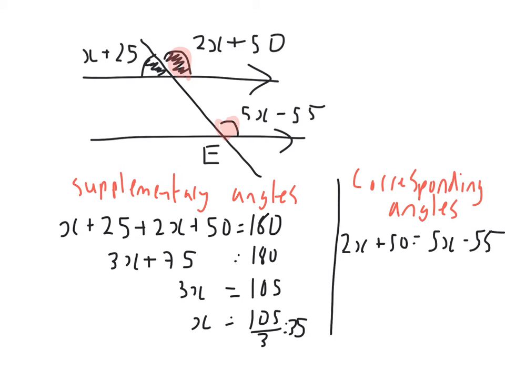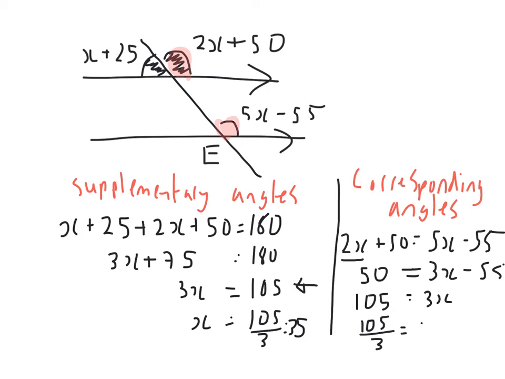So you want to get all the x's on one side and the constants on the other side. As the right hand side has more x's on it than the left hand side, I'm tempted to subtract 2x from both sides. So if you do that, you end up with 50 equals 3x minus 55. And then you add 55 to both sides, you get 105 equals 3x, which is what we had over here by this method. Then you divide both sides by 3, so you get 105 divided by 3 equals x, and we already know that that's 35. Okay, so we've worked out that x is 35.